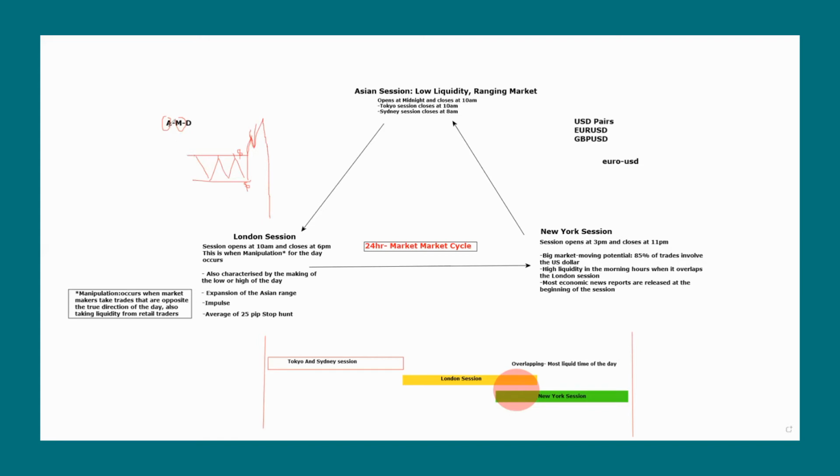So we've spoken about accumulation, which happens during the Asian session. We've talked about manipulation, which happens during the London session. Now let's talk about distribution, which happens during the New York session, right? So let's go back to the London session. After we experience that manipulation, we are going to get the high and low of the day.